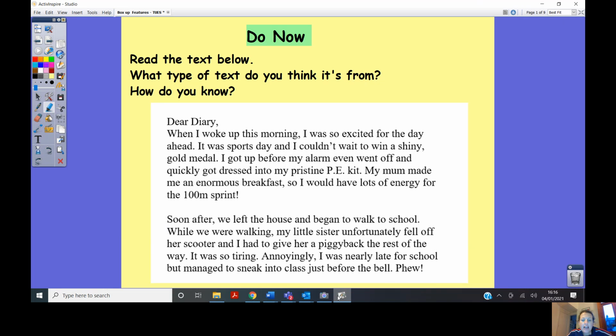Soon after, we left the house and began to walk to school. While we were walking, my little sister unfortunately fell off her scooter and I had to give her a piggyback the rest of the way. It was so tiring. Annoyingly, I was nearly late for school, but managed to sneak into class just before the bell. Phew!